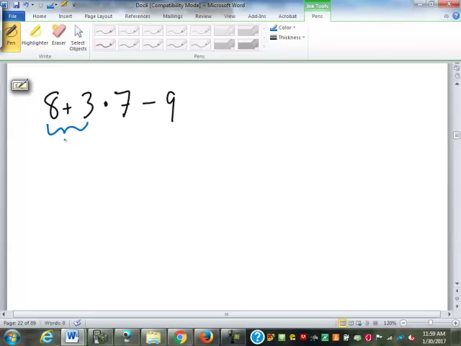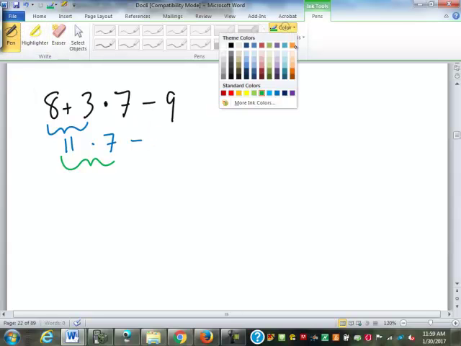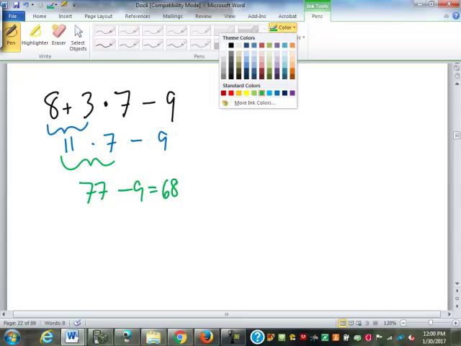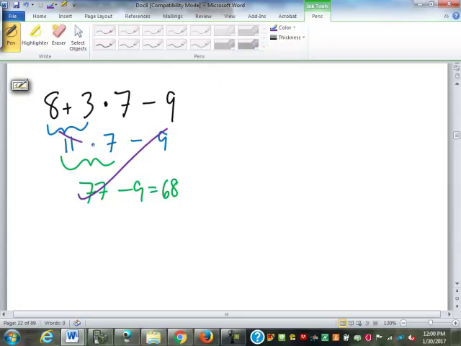Go ahead and do, well, 8 plus 3 is 11. 11 times 7 is 77. And 77 minus 9 is 68. And that process makes perfect sense. You go left to right, just like reading a book. But it isn't the correct answer. There are a lot of different ways you could look at that and interpret it, and it would make sense.